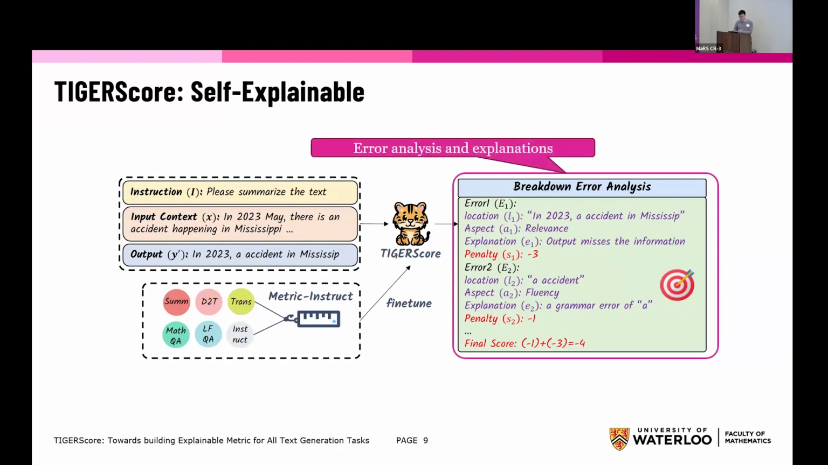Yeah, another property is self-explainable. So we design the output of TIGERScore to be error analysis and explanations. As you can see, basically we output a series of errors. These errors contain the location, aspect, explanations, and penalty scores that we use to evaluate these errors, and we compute the final score as the overall rating of this output. So this contains the natural language explanation as well as the overall rating as a score, which you can use to qualitatively evaluate the output.